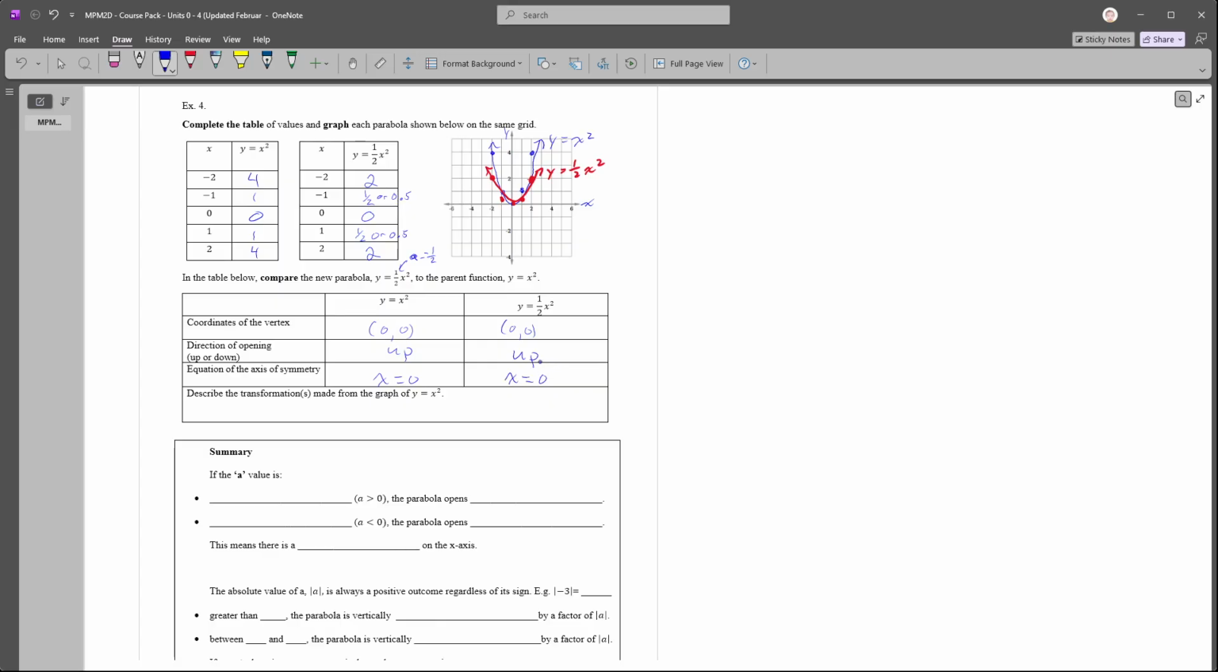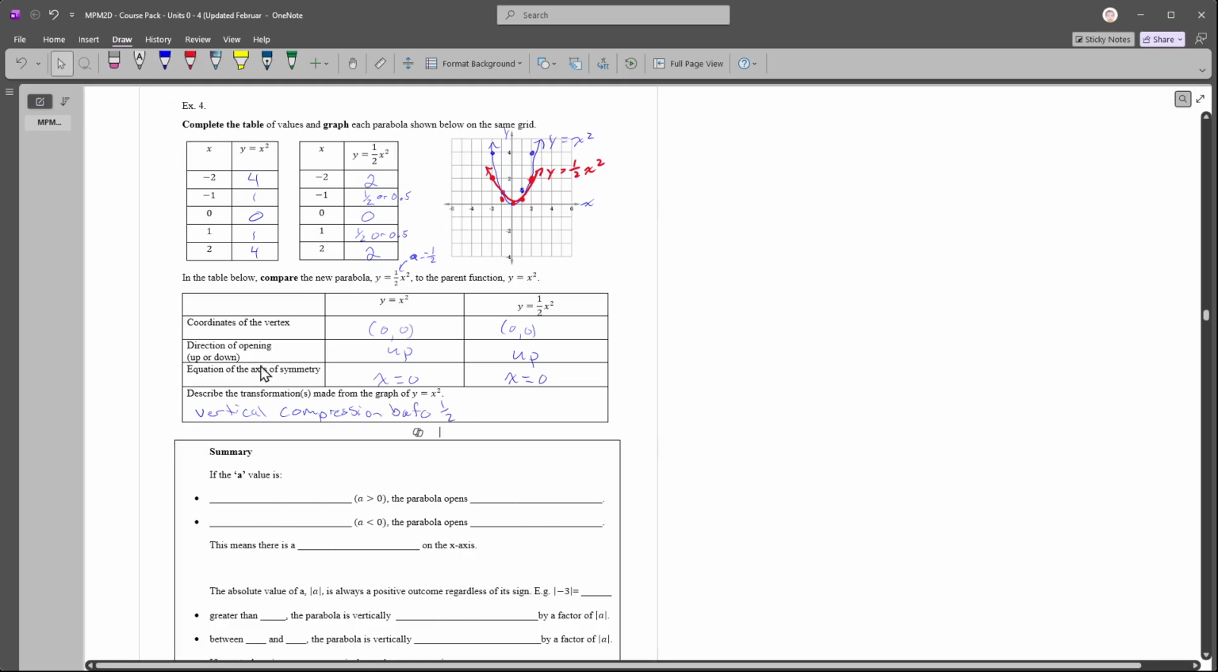So how does it differ? Well, it's not reflected. And it's not stretched, because it doesn't look like I've pulled all of the y values. In this case, it looks like I've pushed all the y values down. For that, we use the term compression, or compressed. So we can say that this parabola has received a vertical compression, like we're squishing it down. Vertically compressed by a factor of 1/2.